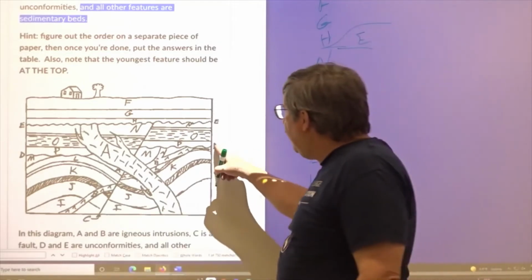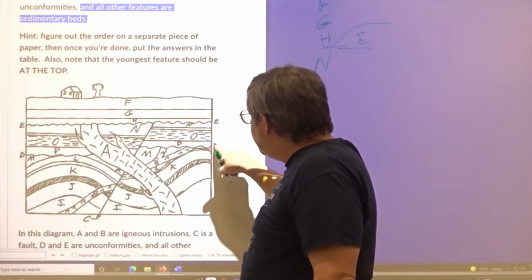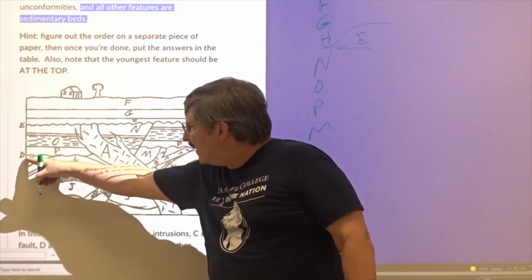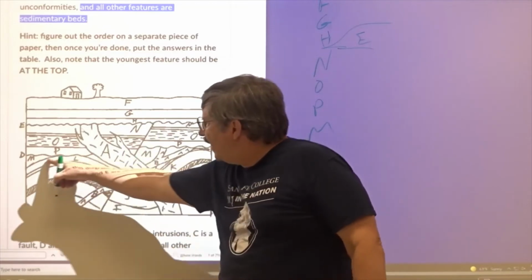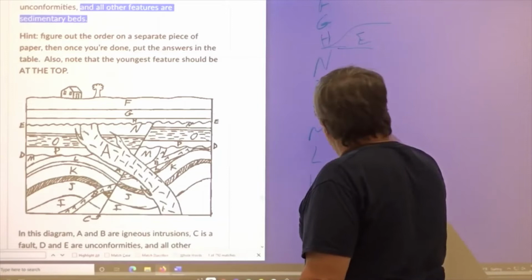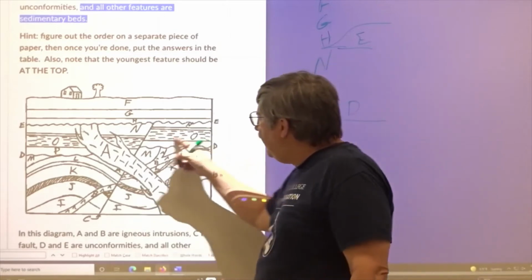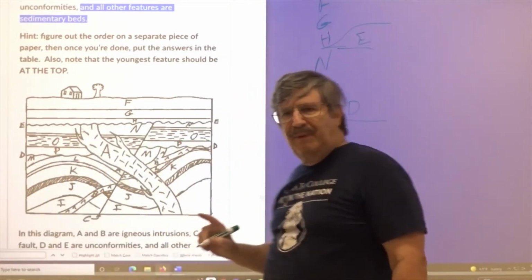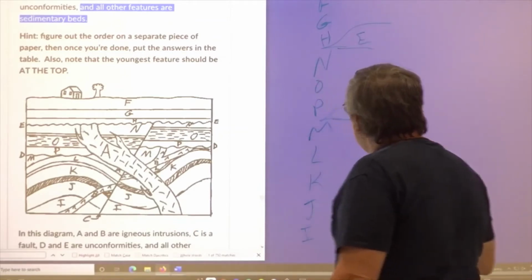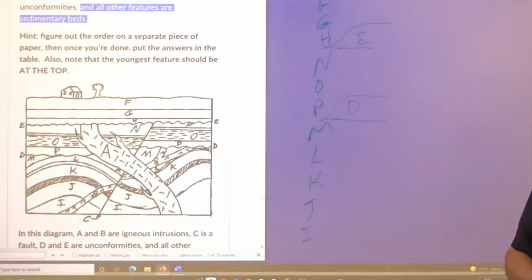Here we have P, that's D. D eroded through M. It's offset again, but it eroded through M, so it's younger than M. And P was deposited on top of it, so P is younger than D, so D fits right in there. What's our next step?